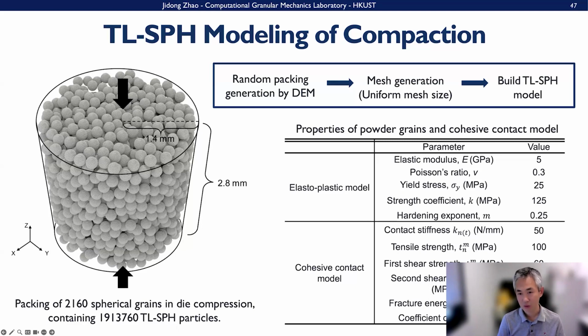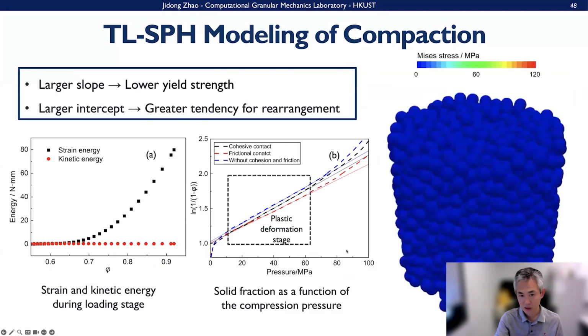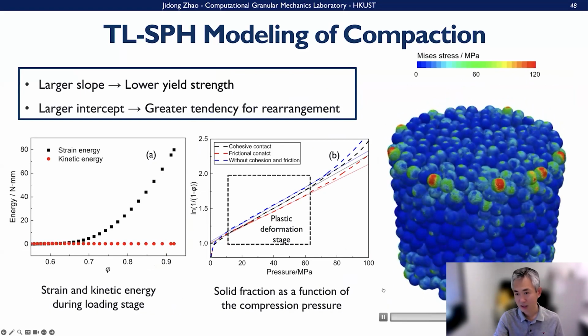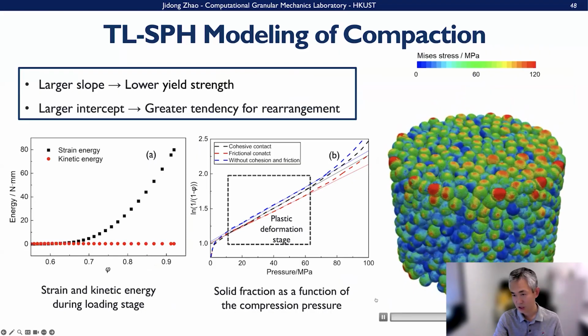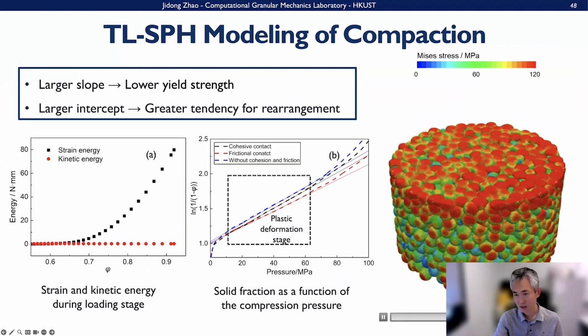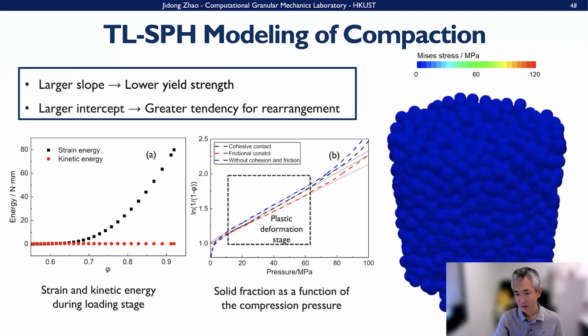And now we do it this way, and then we run the packing by DEM, and then we do this mesh generation of SPH, and then we build this model here. Those are the model parameters we adopted, and those are the die compressions that we simulated. We compress it, and the compression can be significantly further. We can really compress to half height here.